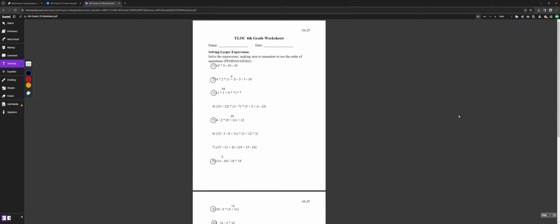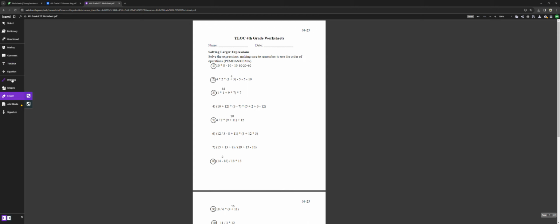And our first section we'll be solving is solving longer equations. So we have 10 times 8 minus 10 minus 10. Then we can simplify this using order of operations to 80 minus 20, which equals 60. So we get 60 for our first question.